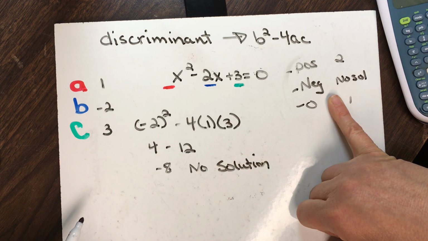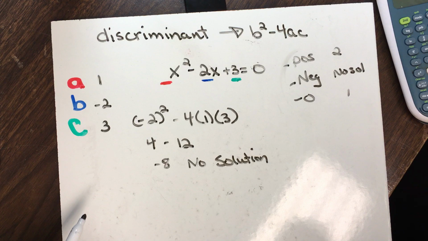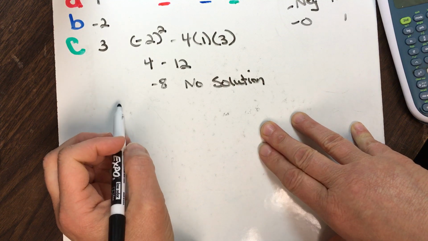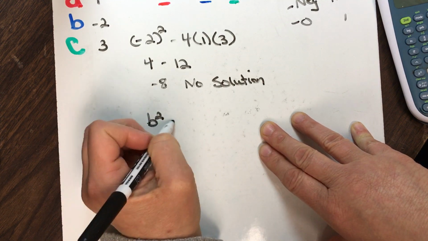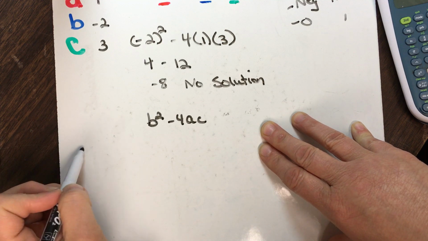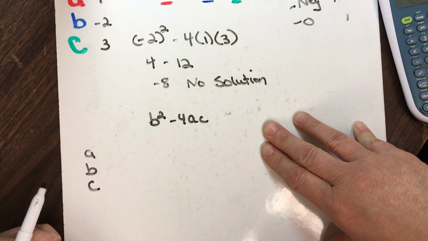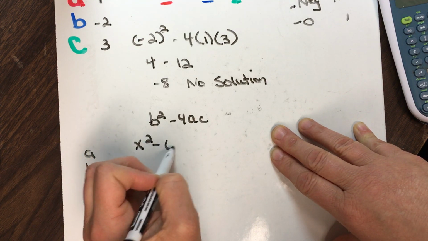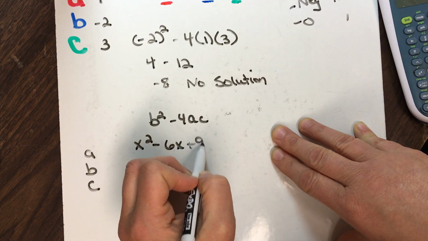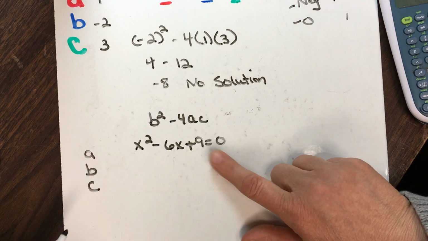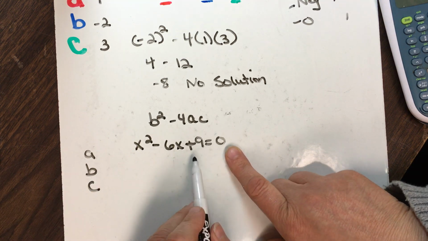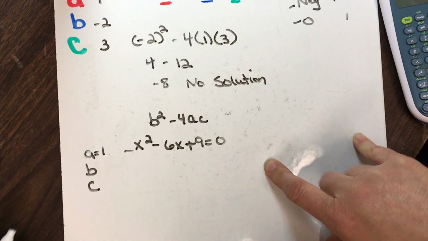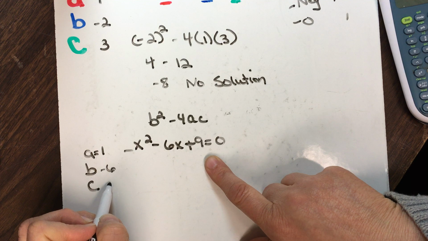All right, let's try another one. And we're going to use that same discriminant. So b squared minus 4ac. We're going to identify our a, our b, and our c. And the equation this time is x squared minus 6x plus 9 equals 0. Remember, you want to have something with a 0 on the end. So if you have a number over here, you want to take it to the other side. All right, our a, again, is 1. Our b is negative 6, and our c is 9.